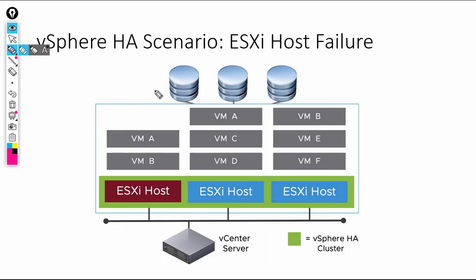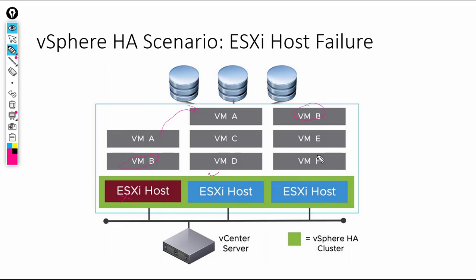If you look at this diagram, VM A and VM B were running on the ESXi host, and due to some reason that host goes down. So these virtual machines will run on some other host: VM A will be restarted on this host server, and virtual machine B will be restarted on another host. In case of host failure, the virtual machines will be restarted on another host that is able to provide the resources to those virtual machines. So this is our first scenario.